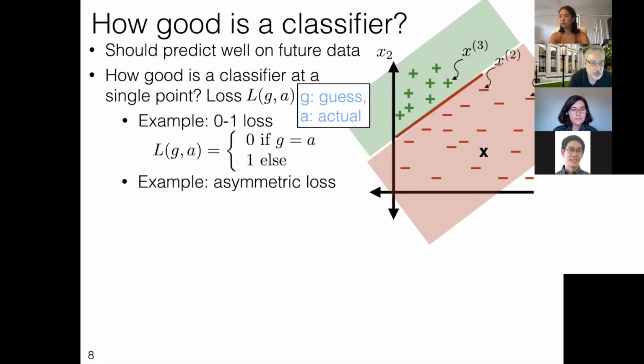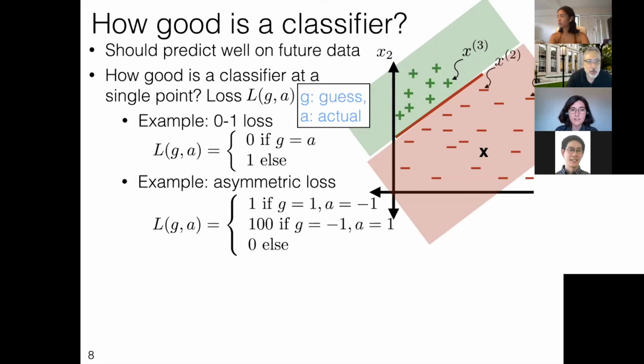There's a real difference in this case between false positives and false negatives. And so sometimes we want our loss to express that. So here's an example of an asymmetric loss. And what we mean by asymmetric here is that guessing 1 when the actual is -1 is very different in terms of how much it matters to us versus guessing -1 when the actual outcome is 1.